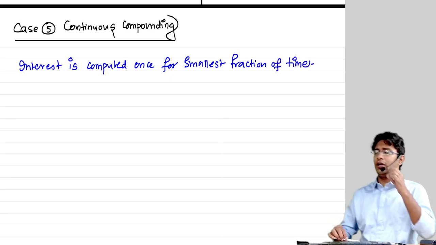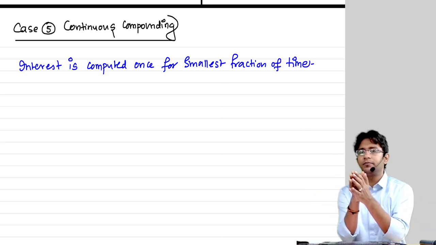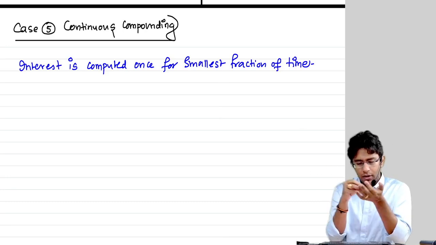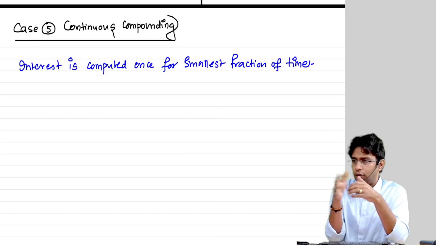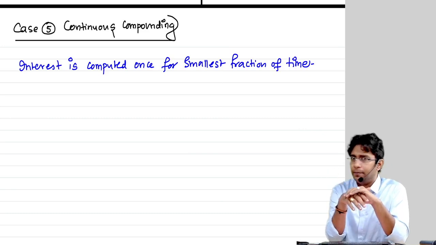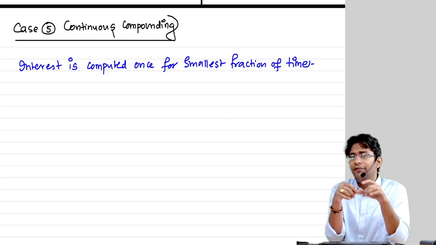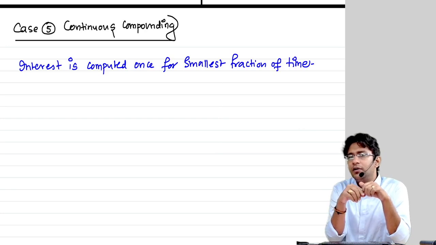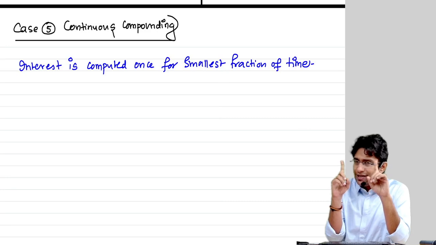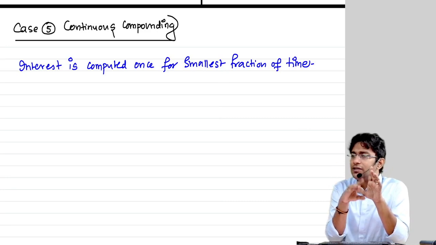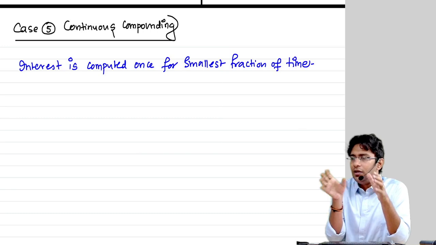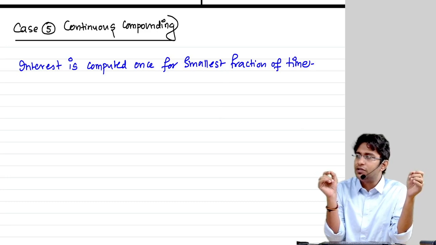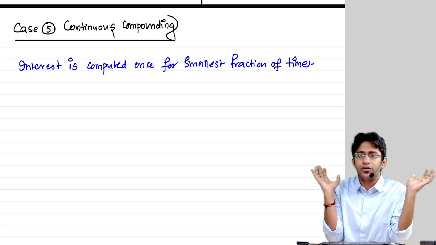Tell me, sir, in our general usage, what is the smallest fraction of time? General usage, second, right? If I tell you that I am investing 1000 rupees for a period of 2 years, interest rate is 12% per annum, but interest is computed for every second. What is the future value at the end of second year? Sir, in a single day, there are 86,400 seconds. Imagine in 1 year, imagine in 2 years. Number of periods will be very, very, very large.